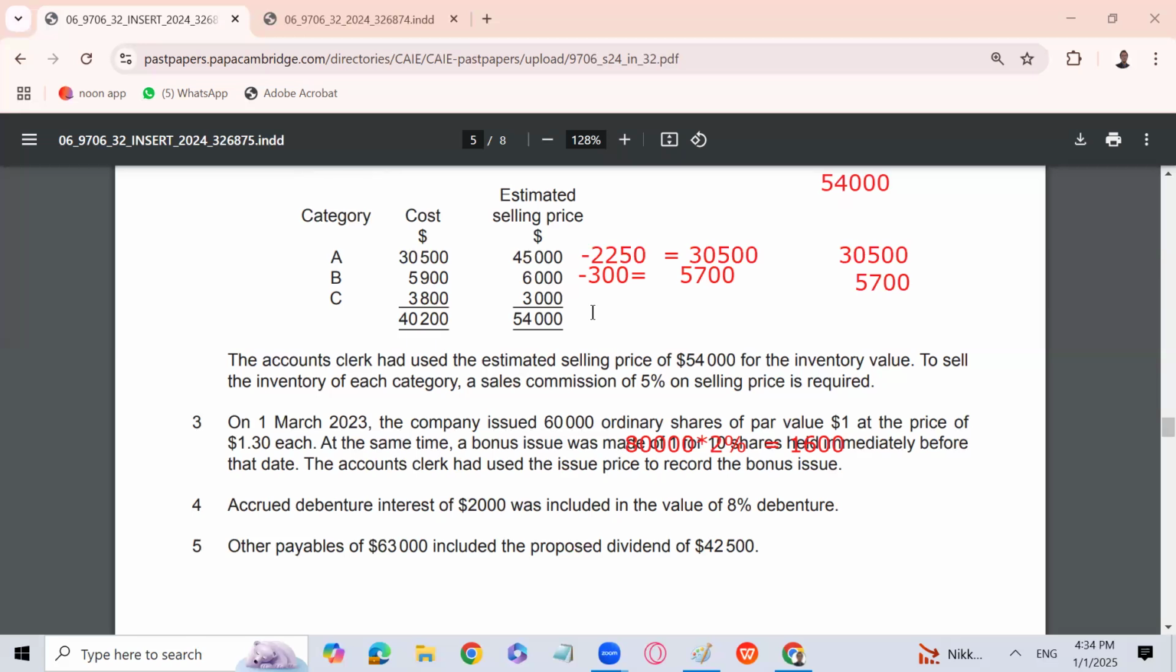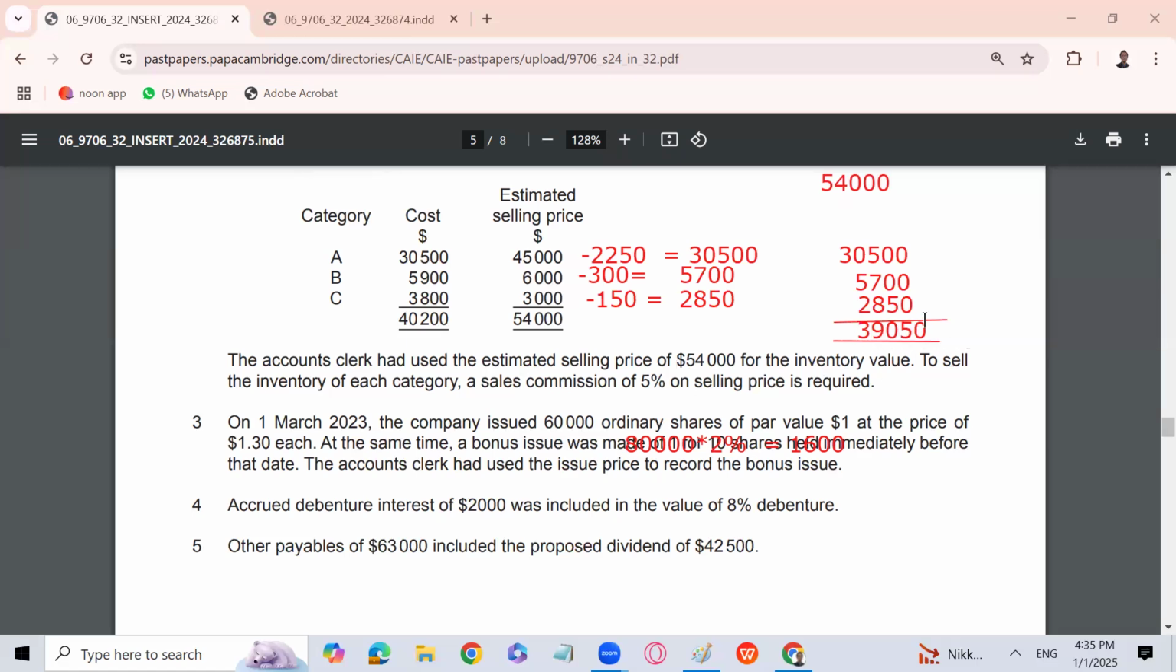Then again, 3,000 into 5%, which is the selling cost. I will subtract it from 3,000, so NRV will be 2,850. Now I have to compare the NRV with the cost, whichever is less: 3,800 and 2,850. The lesser price is 2,850. So I will take inventory as 2,850, which is the lower of the two, cost and NRV. The total of these should be the value of inventory. If we go for the total, it will come to 39,050.